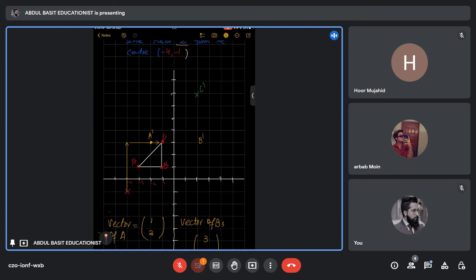Let's join these points together to see. This is A dash. Let me erase this line first. Let me join A to C, C to B, and A dash to B dash. So the shape is enlarged. As we can see, this is 2 blocks and this is 4 blocks. So the scale factor is double.